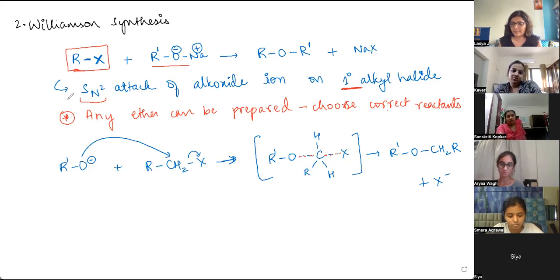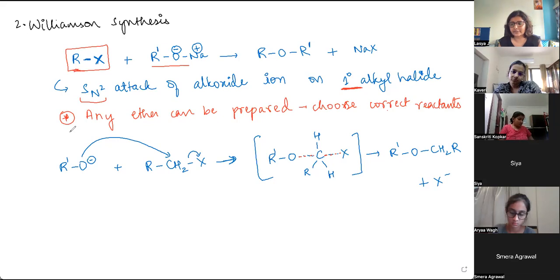Wait, I didn't understand. Why did that have to be primary, the previous one? For the previous one, it needed to be primary because if you took tertiary or secondary, then you won't get an SN2 mechanism with that. That's because that takes place with the SN1 mechanism. Yeah, that's the thing. Elimination.